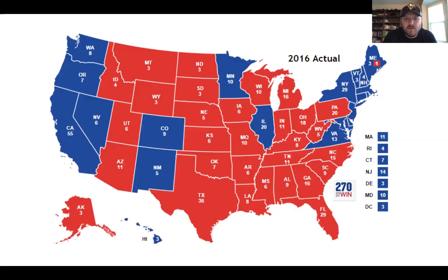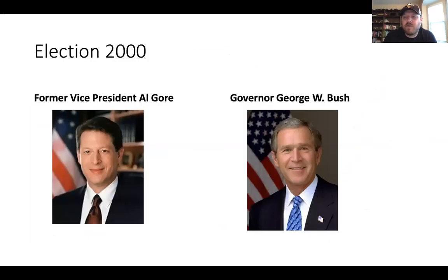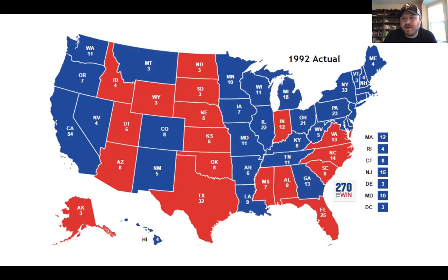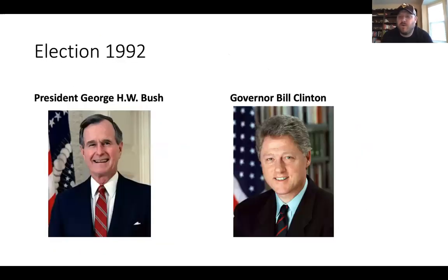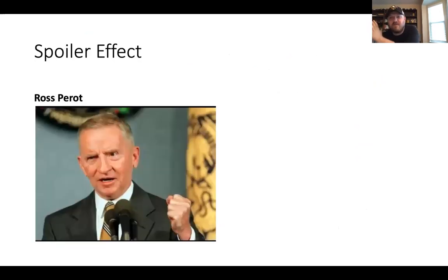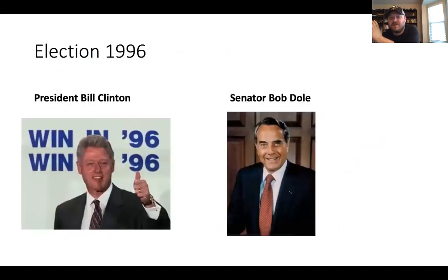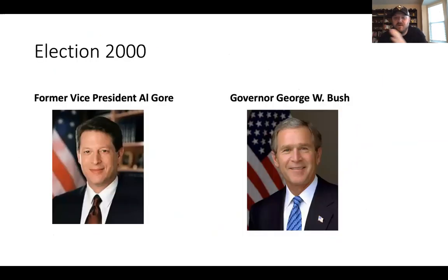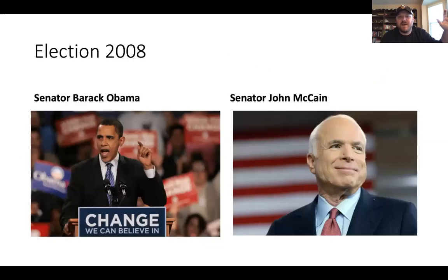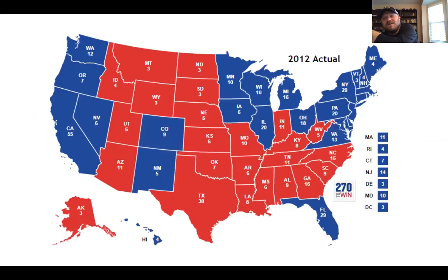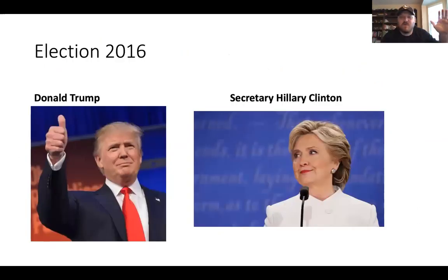Before we get to that, if we go back to the learning target, it talks about shifts. So in 92, we bring in 8 years of a Democrat in office. Wins in 96, 2000, we bring in 8 years of a Republican in office. 2008, we bring in 8 years of a Democrat in office. 2016, we're in year 3.5 of a first term. So it's going to be really interesting to see.